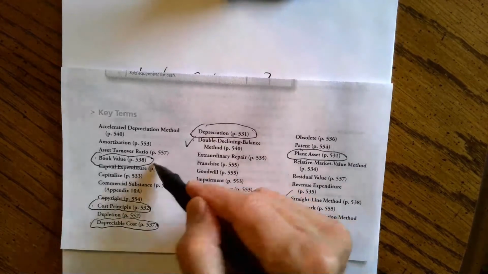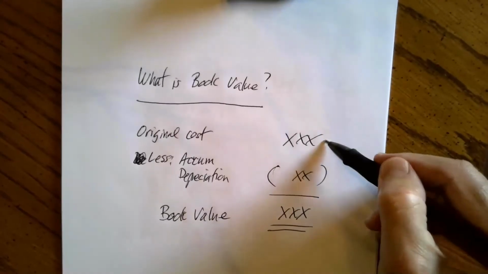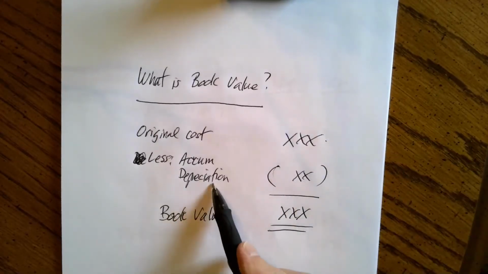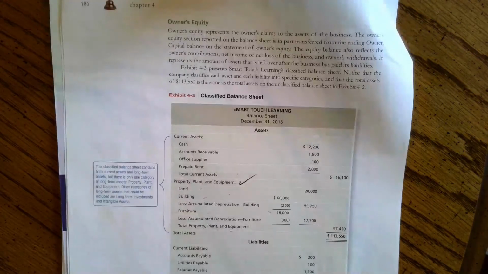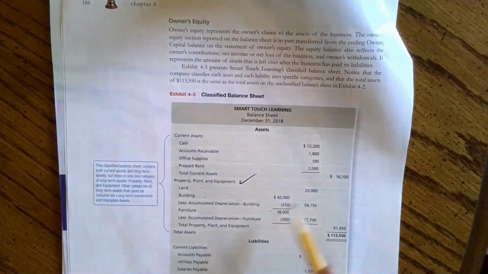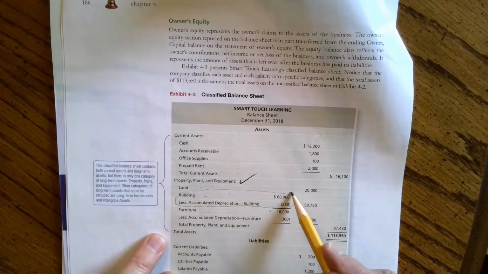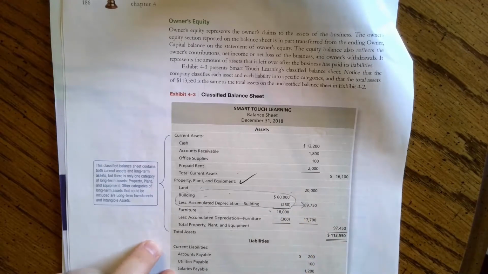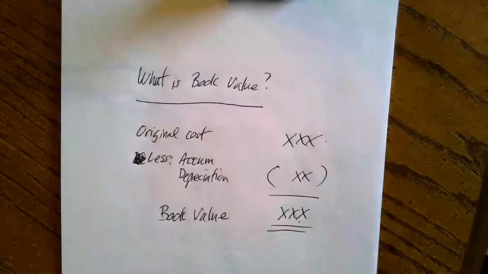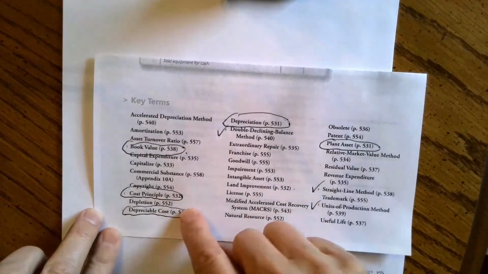Brief comment on book value. Book value is the original cost of a plant asset less any accumulated depreciation to date. Back to the balance sheet in Chapter 4, the book value of buildings is its original cost of $60,000 less $250 depreciation to date. Its book value is $59,750. Book value is not the same thing as depreciable cost. Be sure to distinguish it.